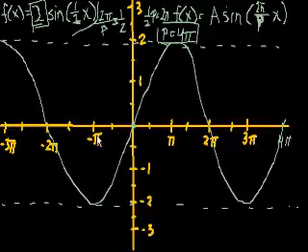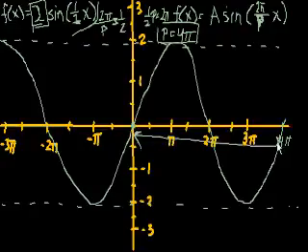And notice the period here. You could draw it from here to here. This distance is 4 pi. That's how long it takes for the function to repeat or to go through one cycle.